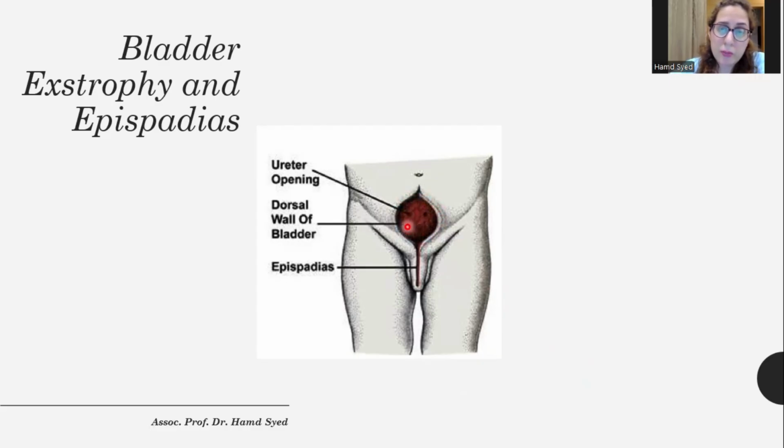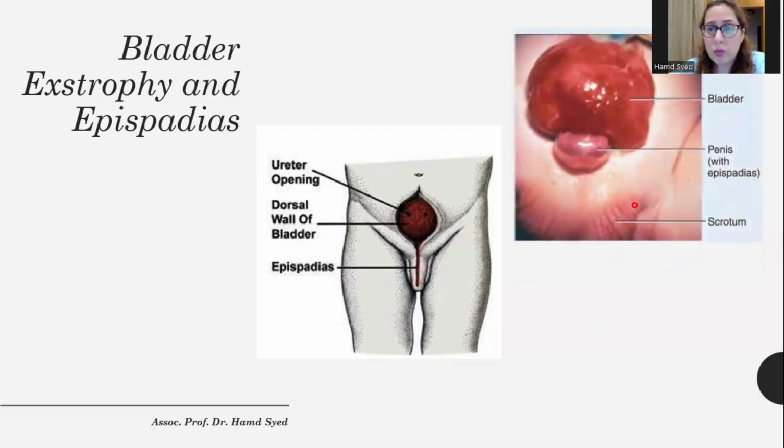And since the bladder is exposed, this can cause urinary infections. It can also lead to carcinoma. And it might also involve the dorsal aspect of the penis, that is known as epispadias. So here is a baby with bladder exstrophy and epispadias.